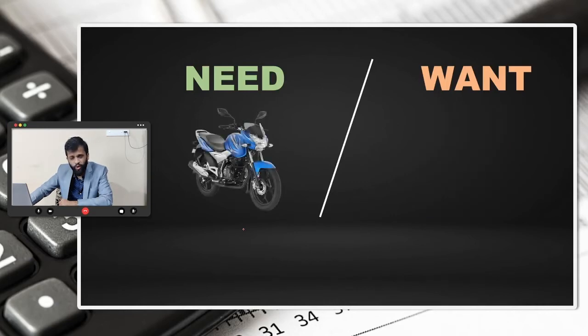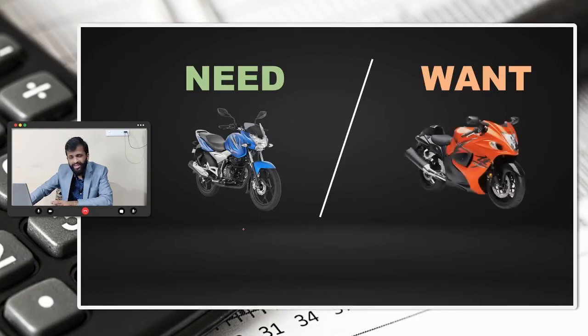Maybe as you grow and then you want to go to college, a bike was enough to go to school or college, but you don't want that simple bike, you want a stylish bike, right? So a need again has changed into a want.